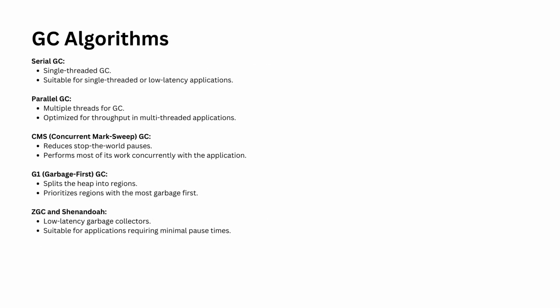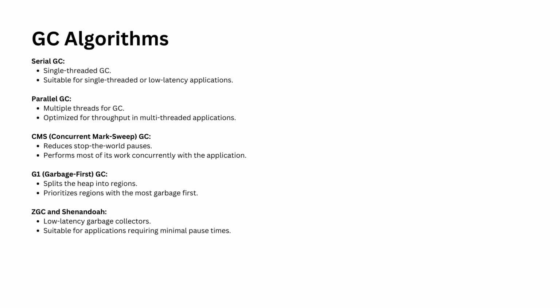Now there are certain algorithms, like we talked about the mark and sweep algorithm. We have serial GC, parallel GC, CMS, G1, and then ZGC. Let's talk about them briefly. Serial GC is single-threaded garbage collection, which is suitable for single-threaded or low-latency applications. So this is as simple as it is. Now we have parallel GC, which means multiple threads, and this is optimized for multi-threaded applications. That's it. Now CMS is very important.